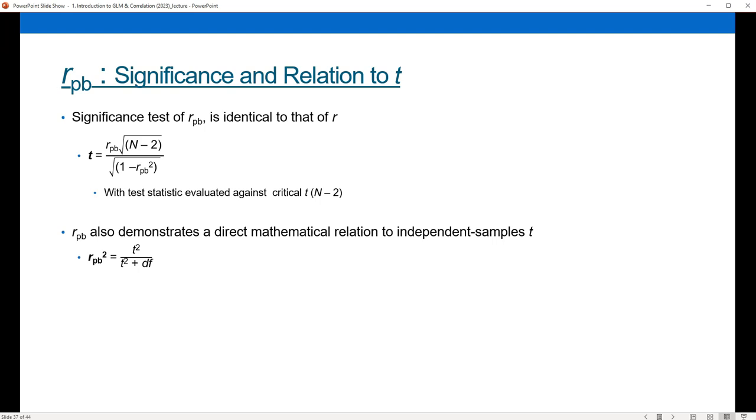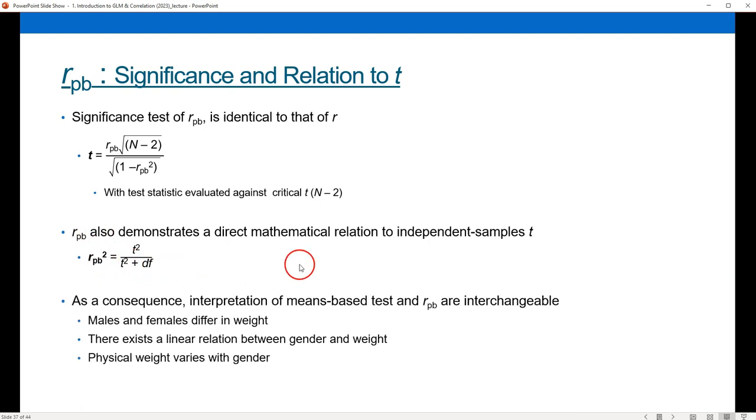And what we see here is that the point-biserial correlation is mathematically, or functionally, identical to our independent sample t-test. If I calculate my point-biserial correlation, this is going to be equal to my independent sample t-test. If I take my test statistic squared over the square of my test statistic plus the degrees of freedom, this gives me a point-biserial correlation.